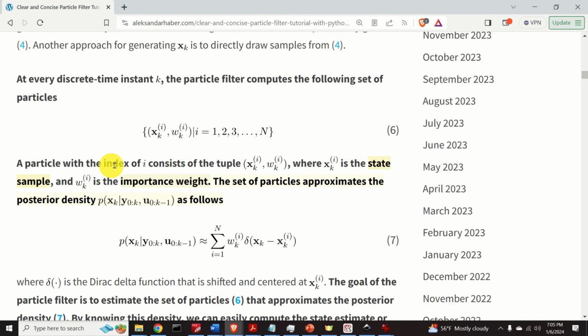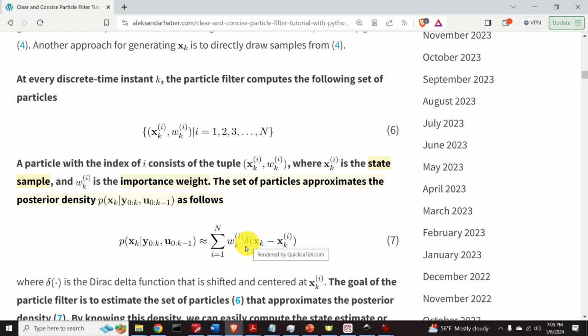A particle with the index i consists of the tuple x_k^i, w_k^i, where x_k^i is the state sample and w_k^i is the importance weight. The set of particles approximates the posterior density, denoted like this, by using this equation. That is, the posterior density is approximated as the finite weighted sum of w_k^i and this function delta.